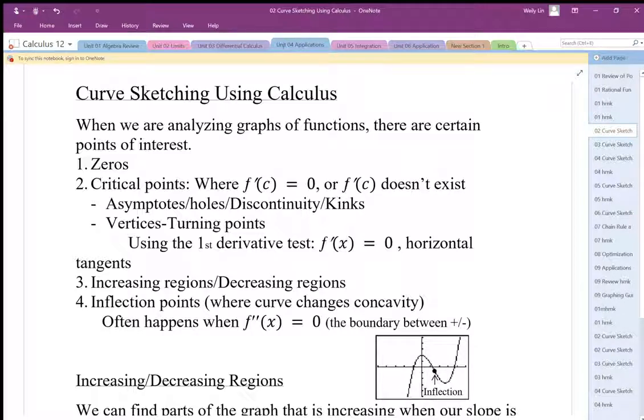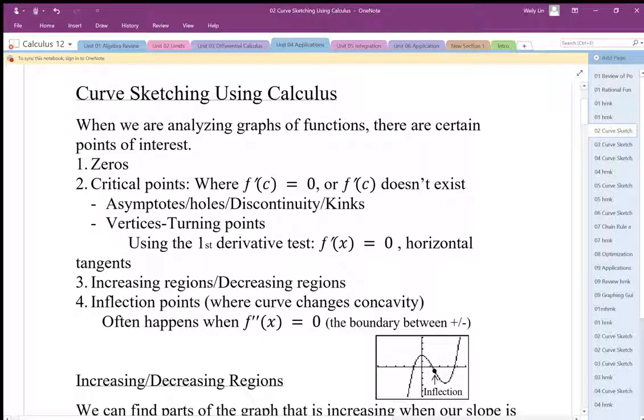We want to also know where the derivatives don't exist because those are points of interest. For example, asymptotes, holes, discontinuity points, kinks in the graph. And so when we graph these, we're going to look for these points, and these are points of interest. The main ones we're going to look at for today are the vertices. These vertices are what we call turning points, and they're based on the first derivative test.